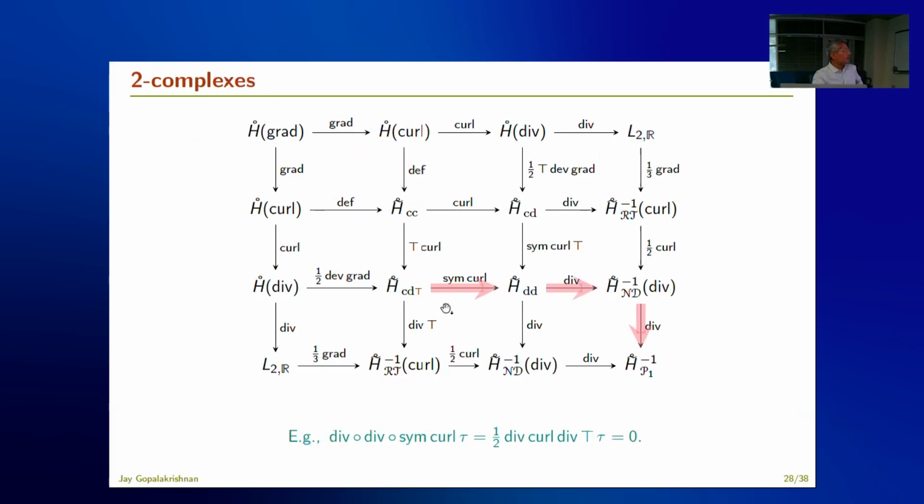Or take another path, you apply sim curl and then you apply div and another div, you get 0. If you stop right there and not take the third one, you may not get 0. But there's also, you can see there's a whole bunch of identities in this picture.